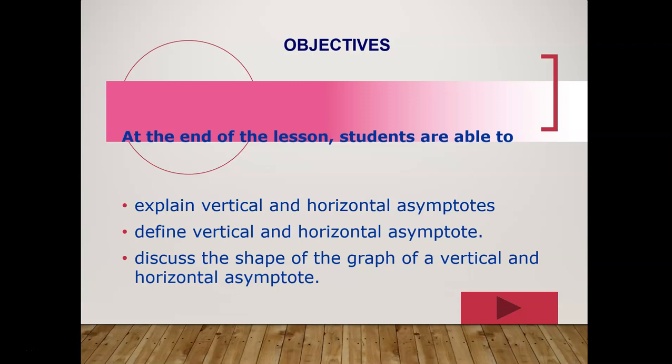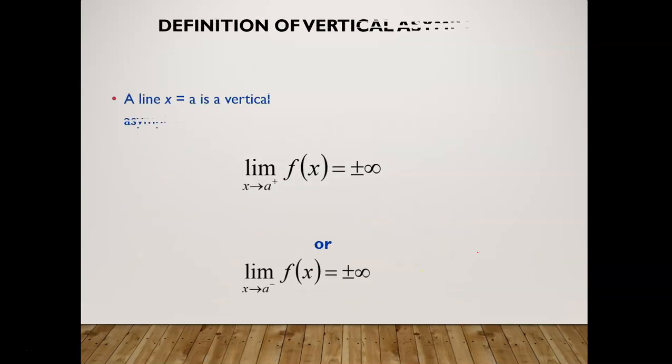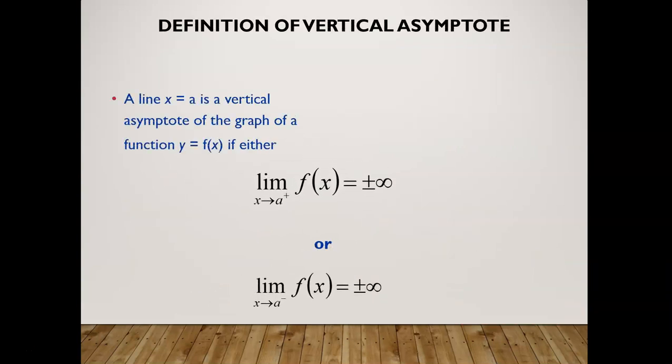Now we will look at what a vertical asymptote and a horizontal asymptote are, how we define each asymptote, and we shall discuss the shape of the graph near a vertical and horizontal asymptote, and how to sketch the graph. A line x equals a is a vertical asymptote of the graph of a function y equals f(x) if either the limit as x approaches a from the right is plus or minus infinity, or as x approaches a from the left the limit is plus or minus infinity.